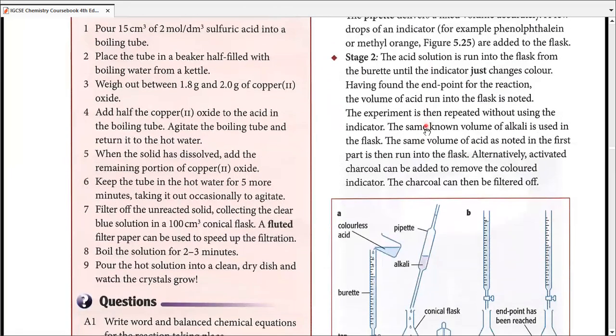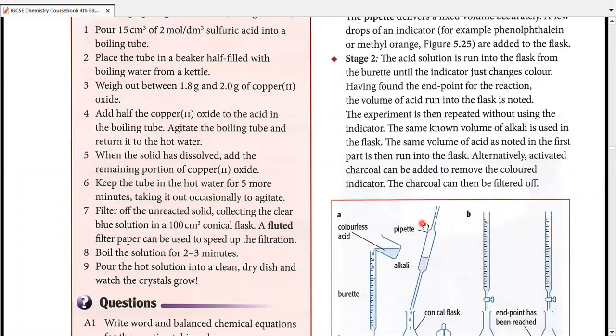The acid solution is run into the flask from the burette drop by drop until the indicator just changes color from yellow to orange. Having found the endpoint for the reaction, as soon as it turns orange, we stop the process, we stop the burette, and we note down the volume of acid that has run into the flask. The experiment is then repeated without the indicator, and the same volume of the alkali is used in the flask. The same volume of acid, as noted in the first part, is then run into the flask. Alkali first, acid after. This time you're not going to use an indicator.